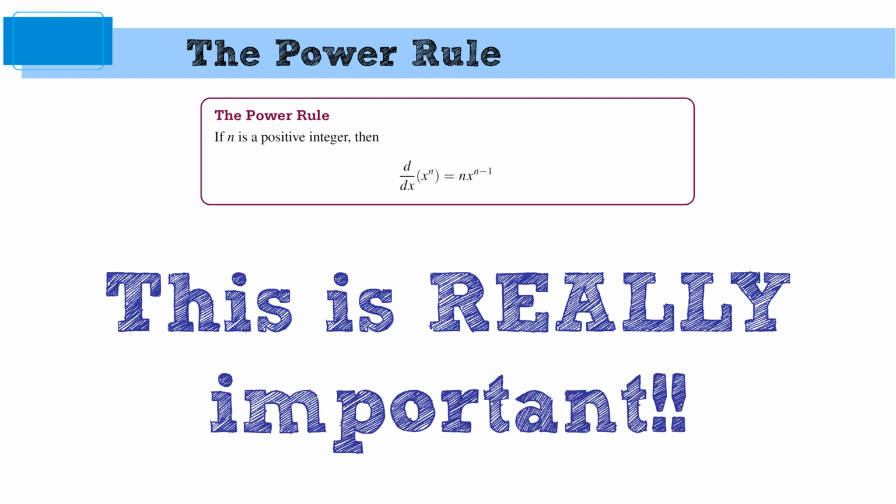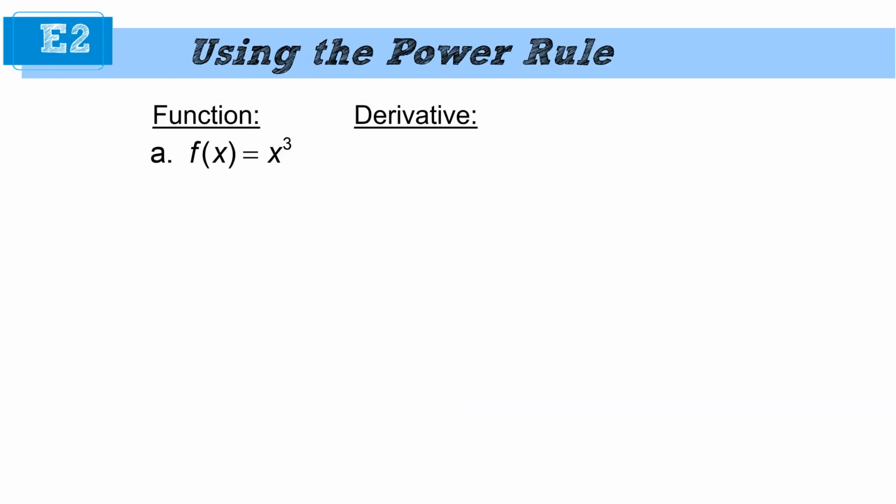In English, it's real simple. Bring the exponent out in front, reduce it by 1. That's it. Wouldn't it be nice if it was that simple? But you know what? There's no catch here. It's just that simple. Let's try some examples. What's the derivative of x cubed, Nathan? 3x to the second. Well done. Good start. We're off and running.